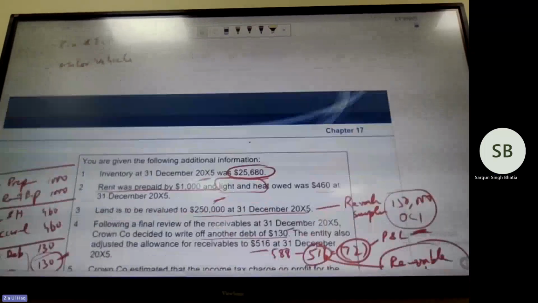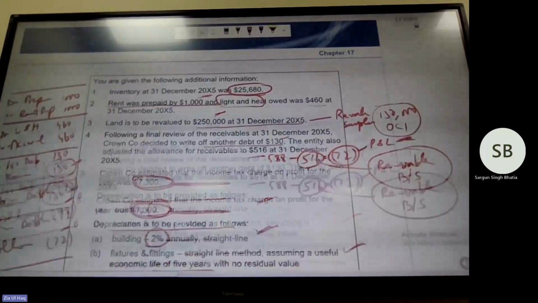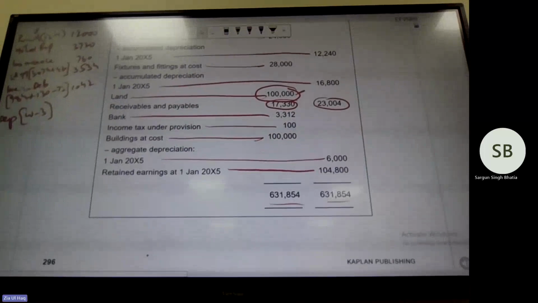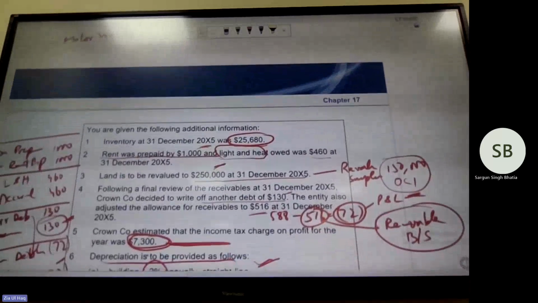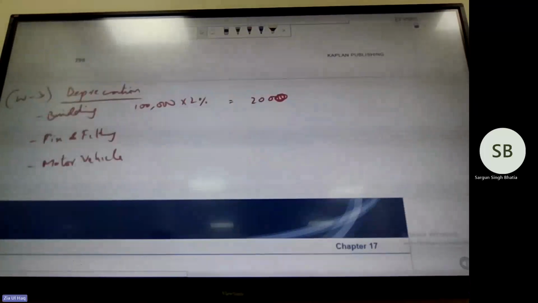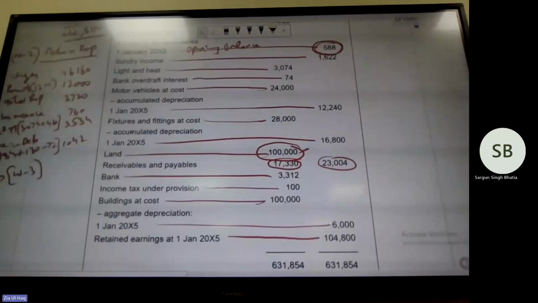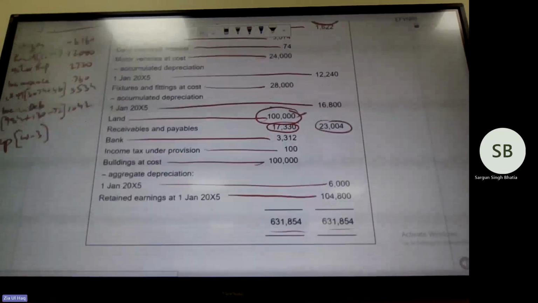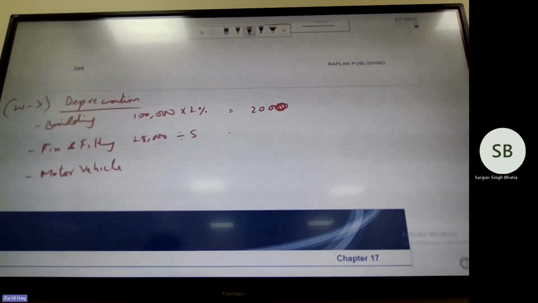Yes, sir. For fixture and fittings, there is no rate. We need to charge depreciation on a 5 years life. So what is the cost? 28,000. Fixture and fittings: straight line method, assuming a useful life of 5 years with no residual value. So what is the formula? Cost less residual value over useful life. So the cost is 28,000, divided by 5, how much is that?